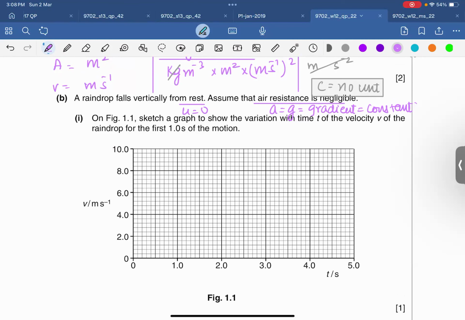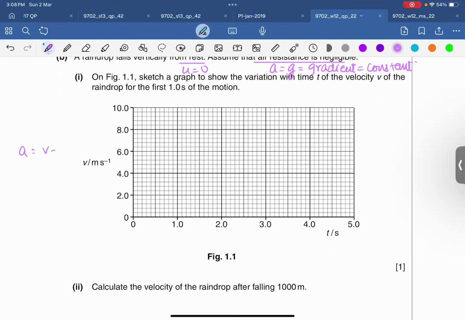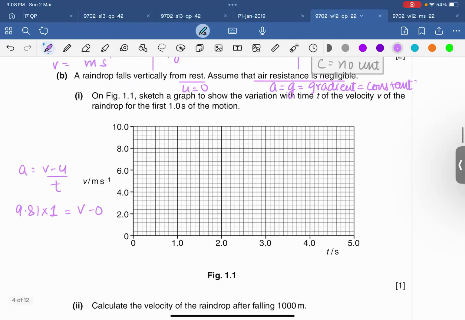Okay, and you have the initial velocity 0. So at 1 second, if you apply the formula, a is equal to (v minus u) over t, and a is just 9.81, times it by 1 because they're talking about the 1 second. So v minus u is 0, okay, so 9.81. So at 1 second it will be 8.246, or 8.4, 8.8, 9.2, somewhere here, okay, like this. Is that clear?